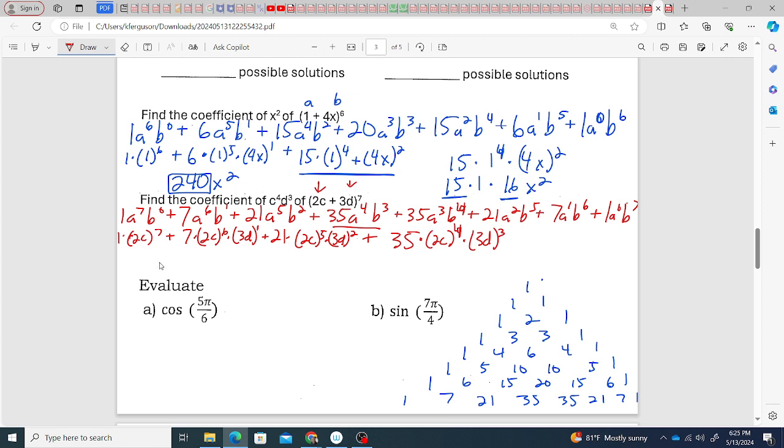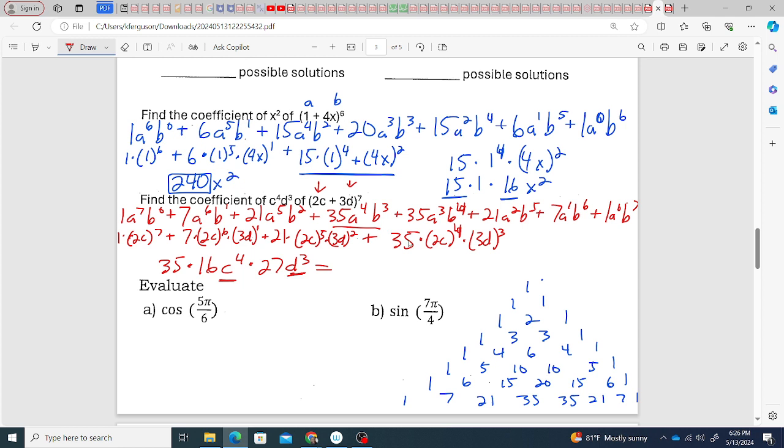So what's going to happen here? I'm going to have 35 times 2c to the 4th. Well, 2 to the 4th is 16. And then c to the 4th is c to the 4th. And now 3d to the 3rd. So that's times 3 to the 3rd is 27. And then d to the 3rd is d to the 3rd. Well, there's my c to the 4th, my d to the 3rd. So now I got to multiply this all out. Got my trusty calculator.